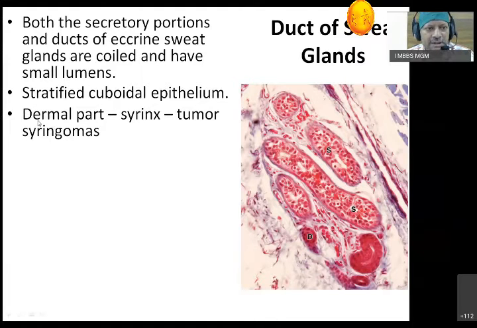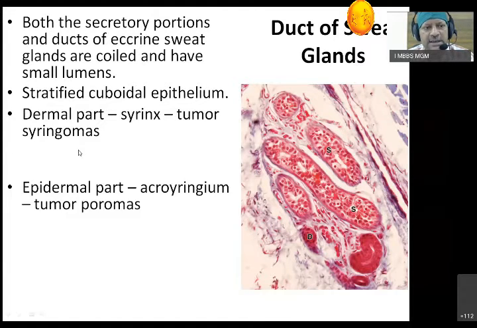The part of the duct which is dermal is called syrinx, and a tumor of this duct is called syringoma. That is a word which is usually asked in mid PG. Syringomas, you have to remember, are associated with sweat glands. Sweat gland tumors, especially duct tumors, are especially related to the dermal part of the duct.